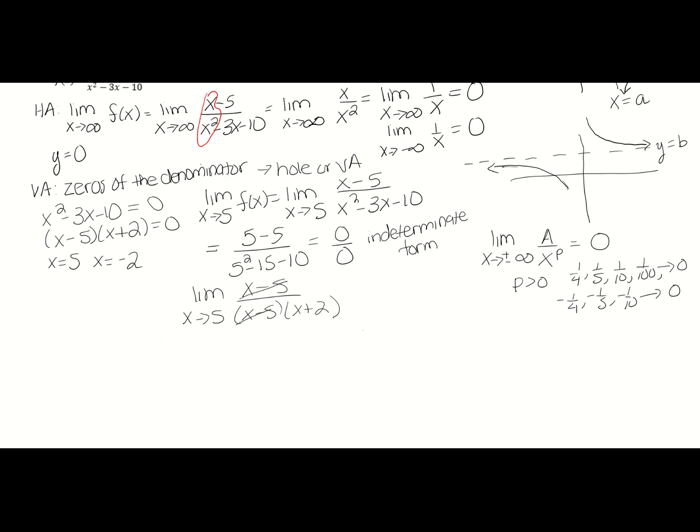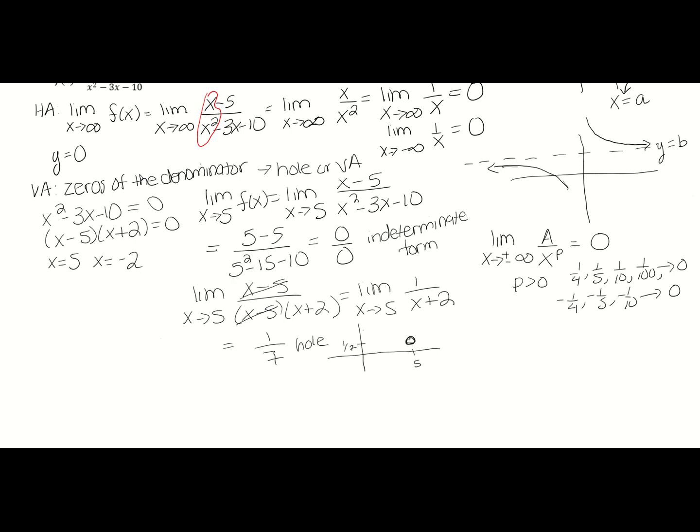And now these factors cancel, which was the factor that was creating an issue. So I have the limit as x approaches 5 of 1 over x plus 2. And now I try to plug that in again, and I'm going to get 1 over 7, which means that the limit exists, and the limit is 1/7. Visually, what that tells you is that at x equal to 5 and y equal to 1/7, you're going to have a hole there. So this will be a hole, not a vertical asymptote.